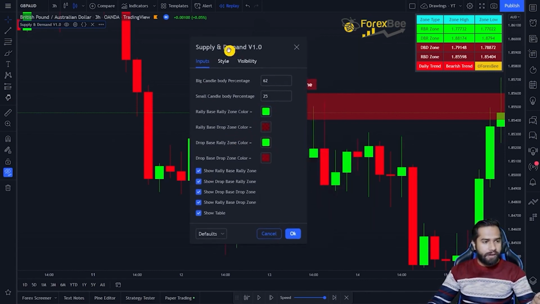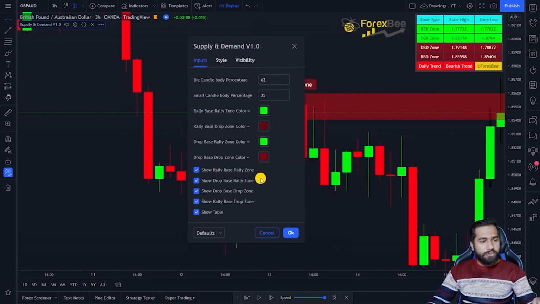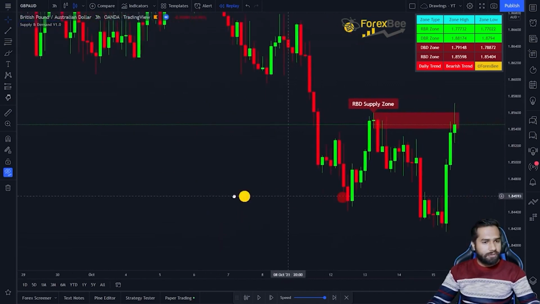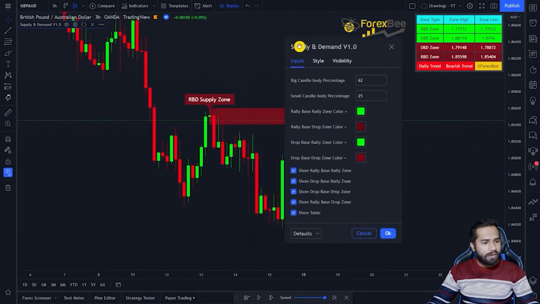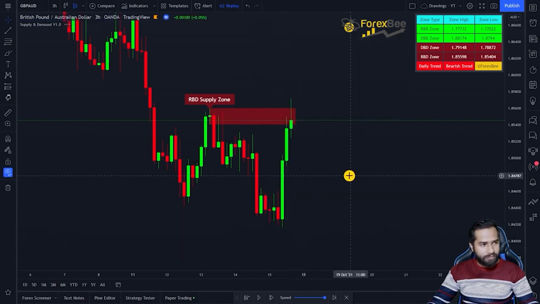Now here we have added the option to show or hide any zone you want to. So if I go here and let me just go to settings, here you can see that a rally based drop supply zone is forming. If I go inside the indicator settings and for some reason I want to hide this rally based drop supply zone, I don't want to see it in real time, what I can do is just go inside the indicator settings and uncheck show rally based drop supply zone, and when I hit OK, it's going to disappear.